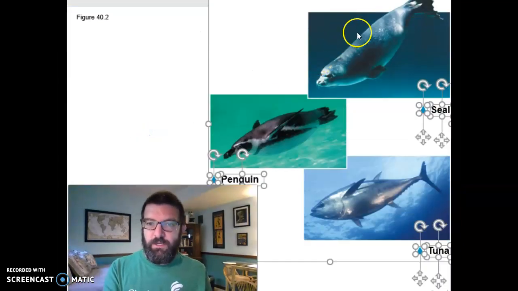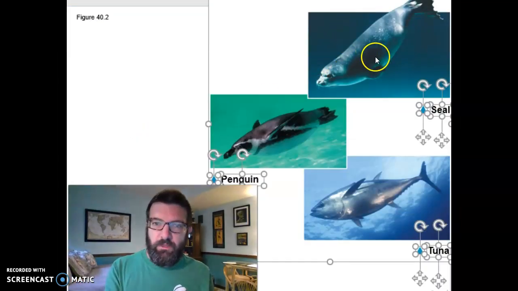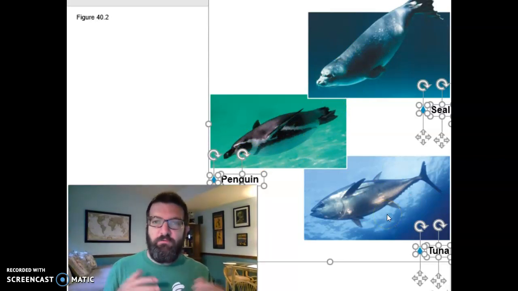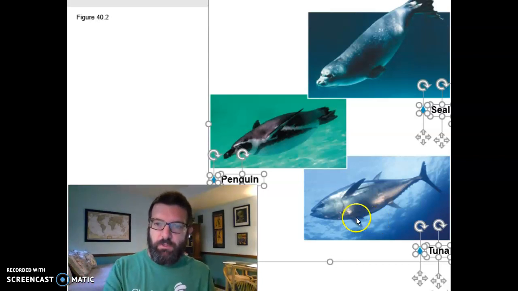So for instance, a seal, which is a mammal, and a penguin, which is a bird, and a tuna, which is a fish, are all very different animals, right? With different evolutionary histories, and they haven't shared a common ancestor for quite some time. But you can see that the fins and the shape and the coloration are all very similar because they are in a similar environment, so they show convergent evolution. They perform similar functions, right? Swimming through water, which is a supportive medium.